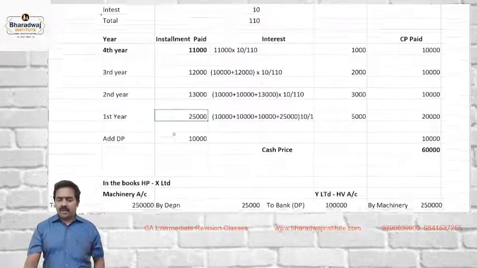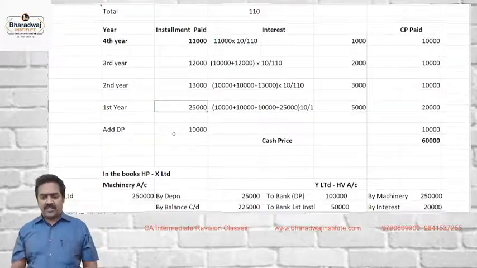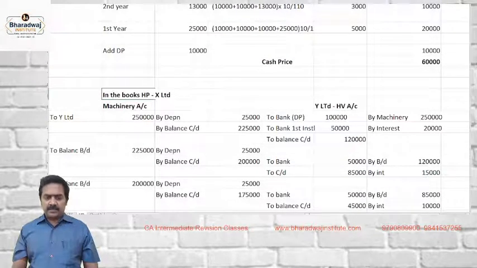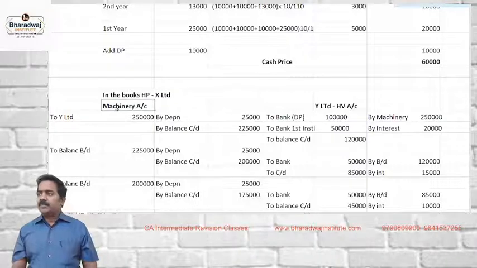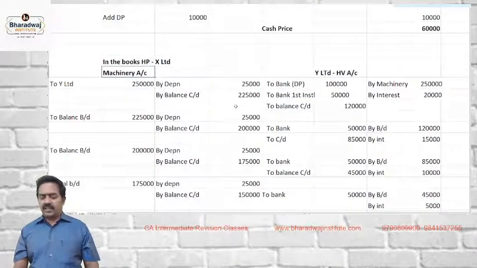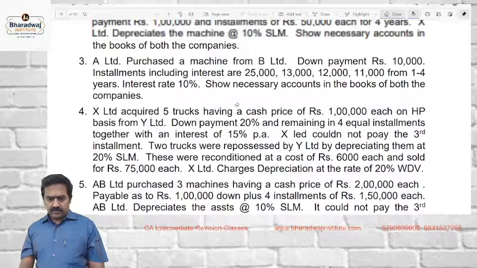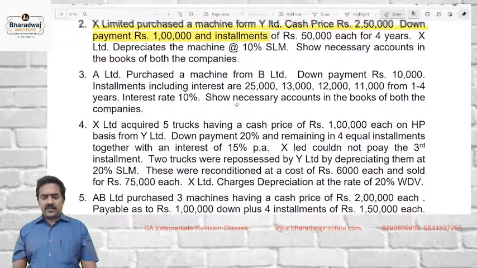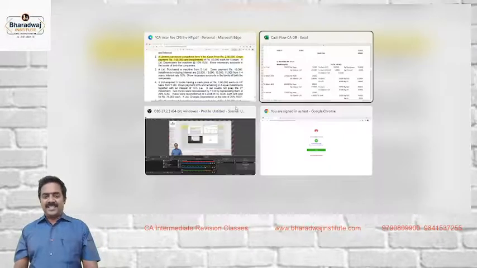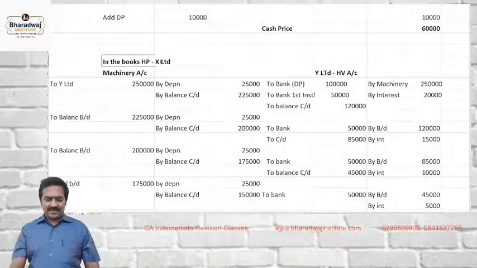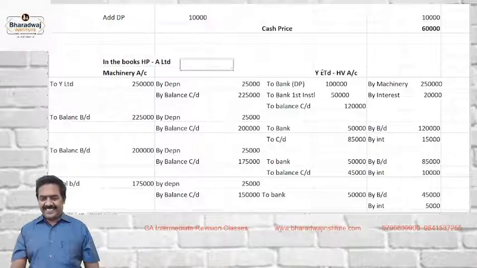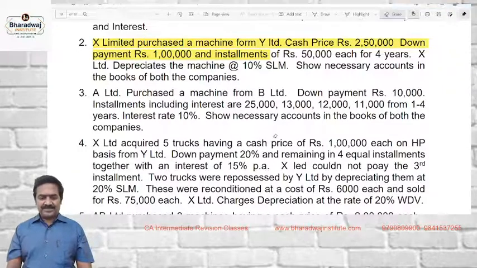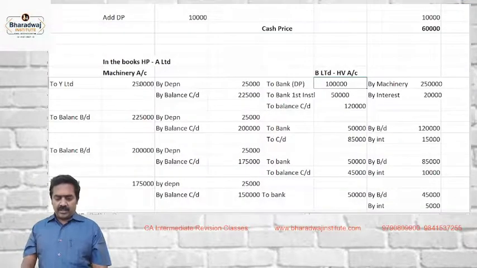Okay, for this problem, also I'll prepare ledger, but you don't copy, I'll share the Excel workings. Who's a purchaser in this problem? What is the asset name? Machinery account. Who is a vendor? A Limited purchased from B Limited. I hope it is A Limited purchased from what? B Limited. What is the name of the asset? Machine.